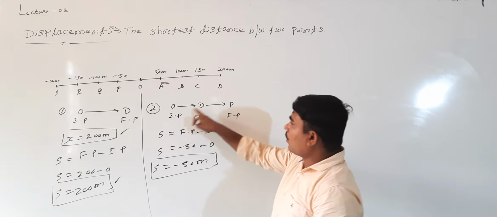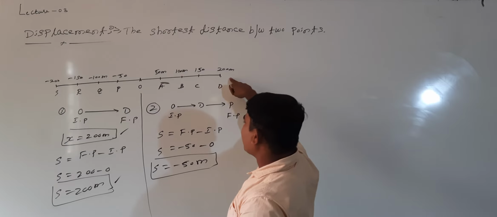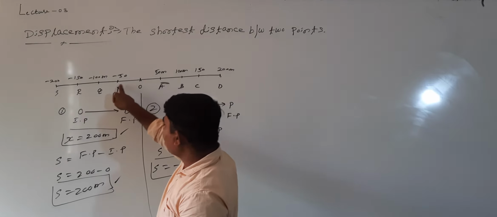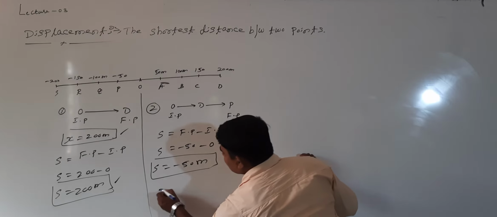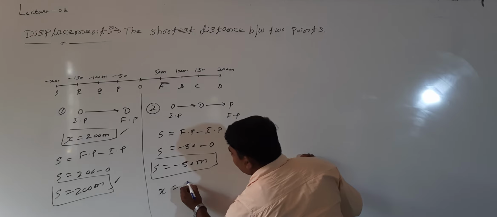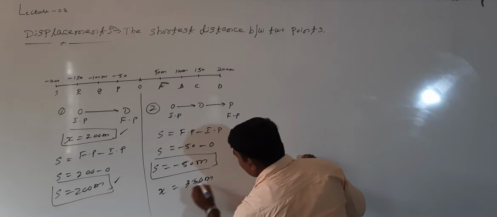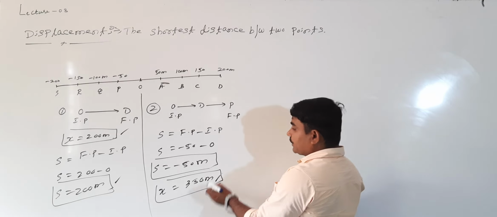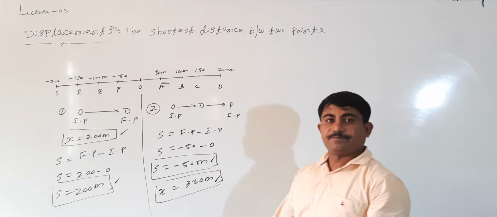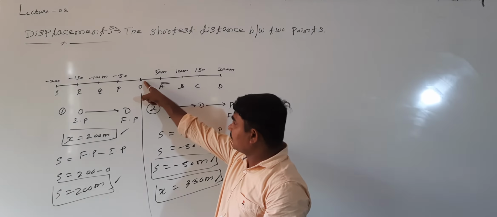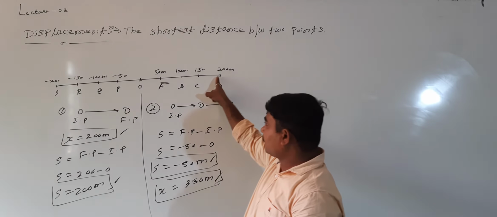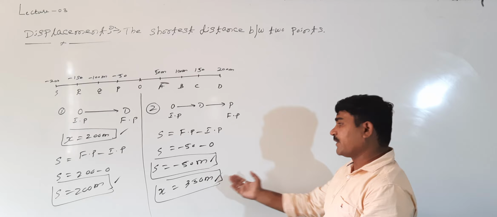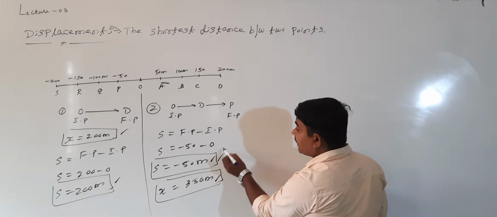But what is the distance? O to D is 200 meter. Again D to O is 200 meter, so 400, and again plus this 50. Distance equals how much? That is 350 meter. In this case, distance is positive, displacement is negative. Distance: 200 from O to D, again from D to O 200, that is 400, and minus 50 gives 350 meter. In this case, displacement is negative.